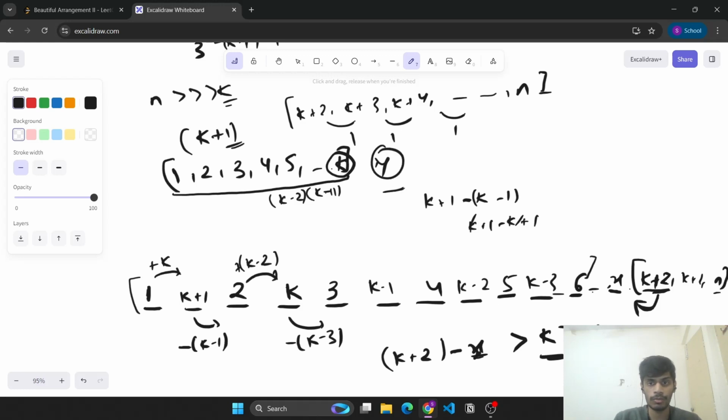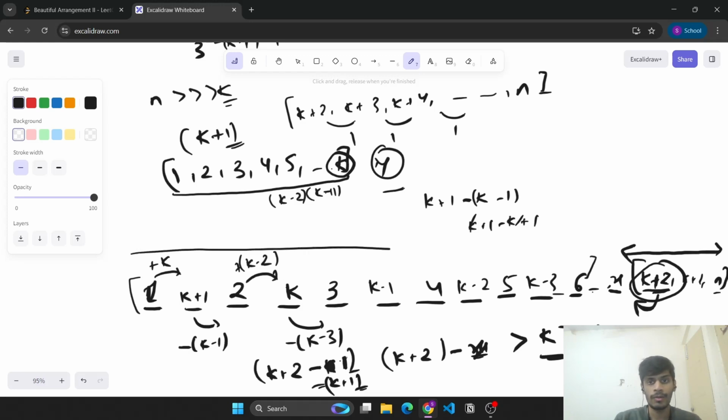But is it possible? It is not, because to get a difference greater than k, we need to take the difference of k plus 2 with 1. Okay. And since 1 is at the start, we'll never be taking this difference of k plus 2 with 1, which equals k plus 1. So hence we will be able to satisfy this condition of arranging these numbers in increasing order, k plus 1, 2 to n, and following this pattern for the first k plus 1 numbers.